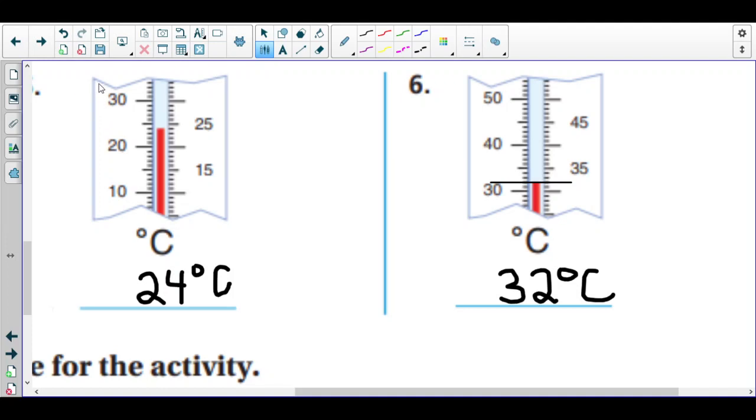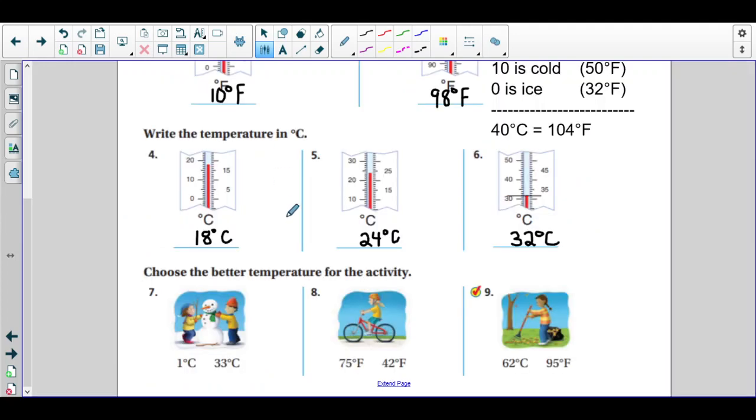Let's zoom out of here and look at these next ones. And then I'm going to send you off on another kind of activity, a bonus activity for those that want to attempt that. So right down here, choose the better temperature for the activity. Is this going to be 1 degree Celsius or 33 degrees Celsius? Well, 30 is hot, 20 is nice, 10 is cold, 0 is ice. It looks like they're outside, so that's going to be 1 degree Celsius.